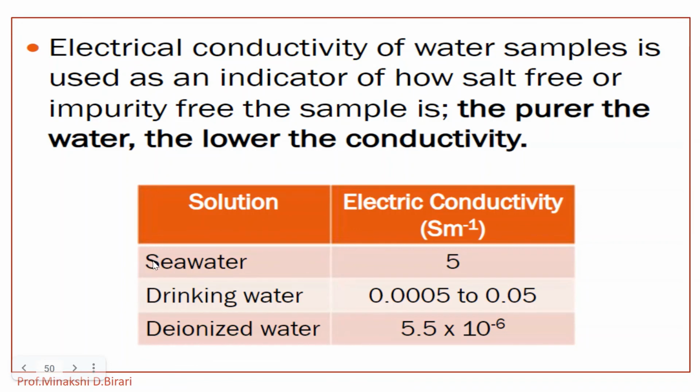One is sea water, which has electrical conductivity 5. Then the drinking water having electrical conductivity 0.0005 to 0.05, and deionized water having electrical conductivity 5.5 into 10 raised to minus 6. So as the water is purer, the conductivity will be lower.